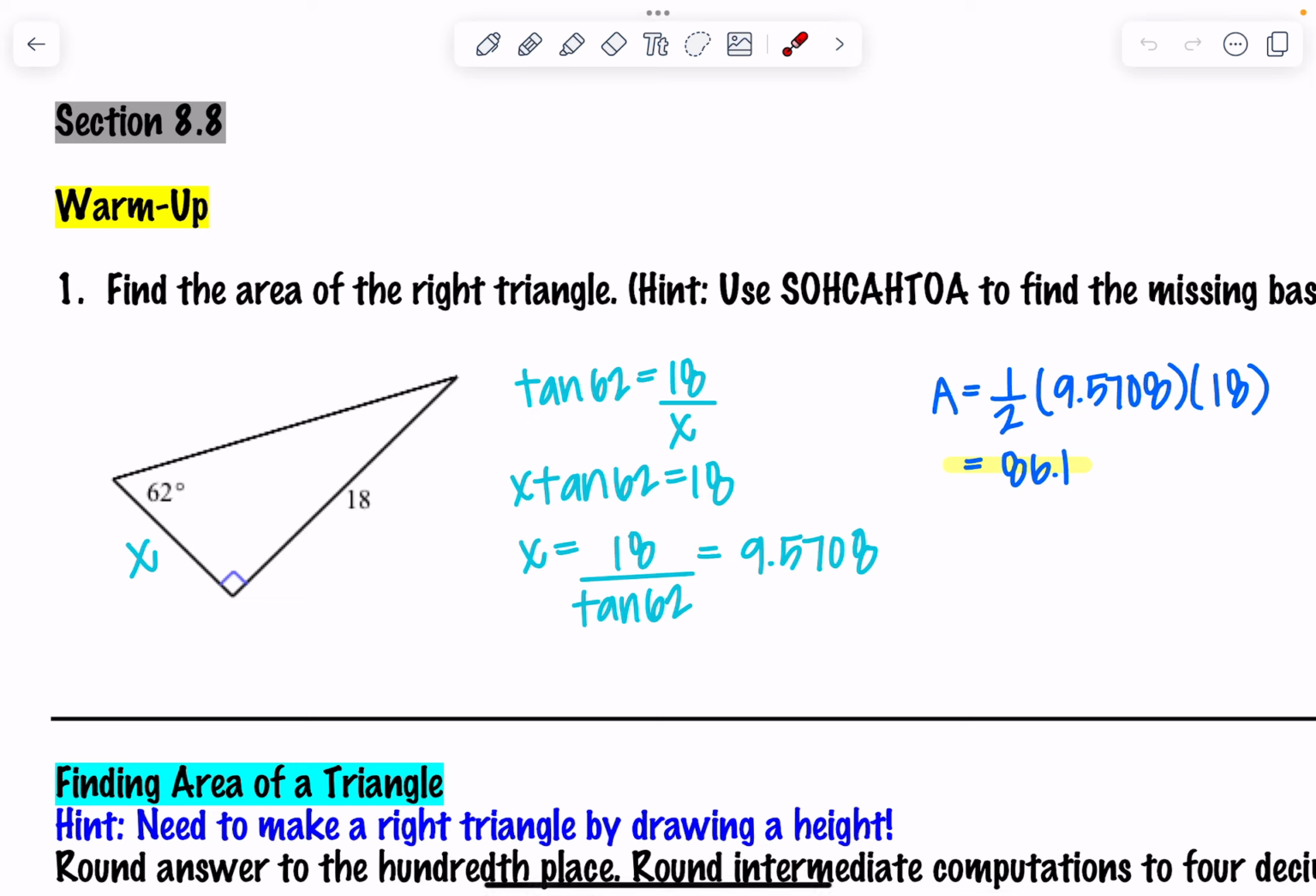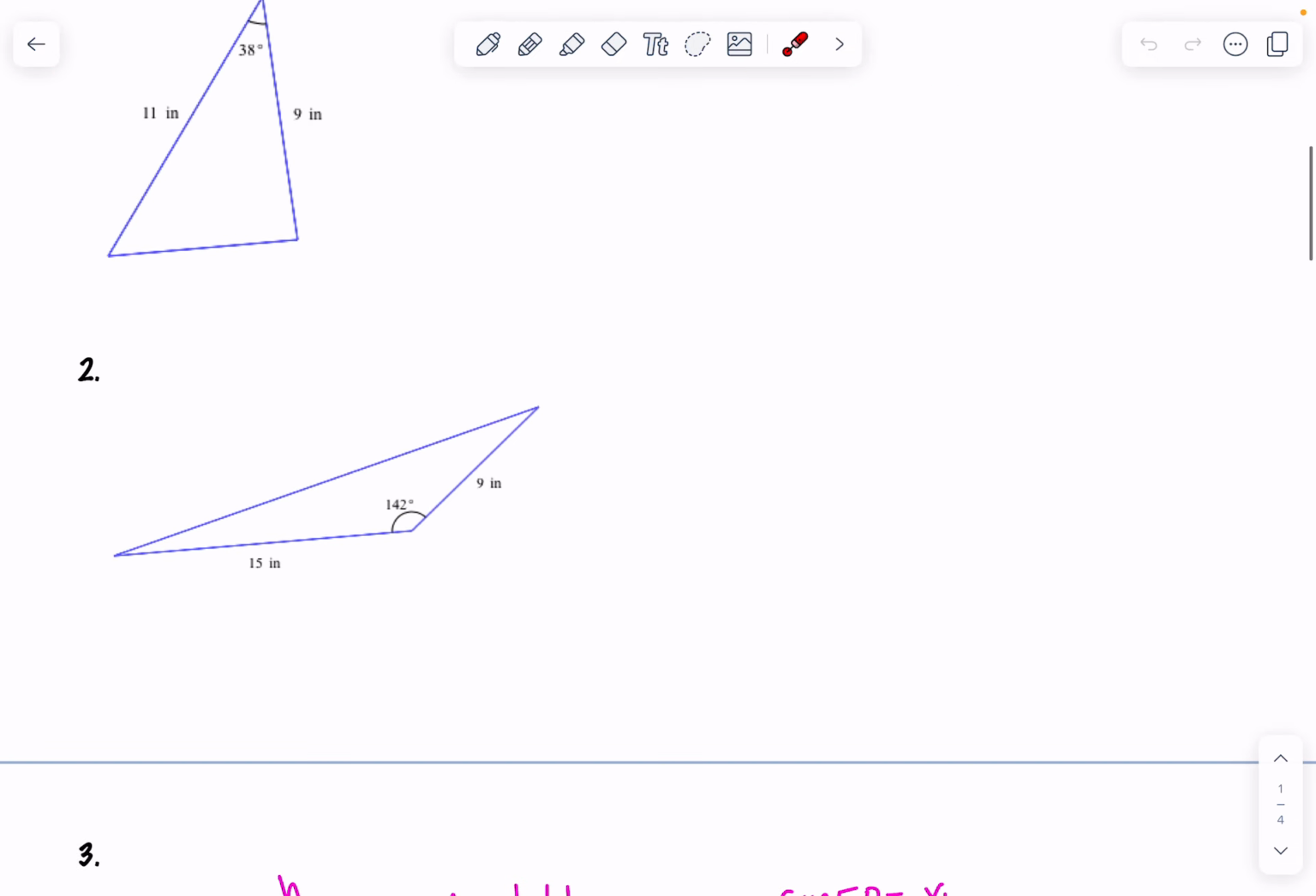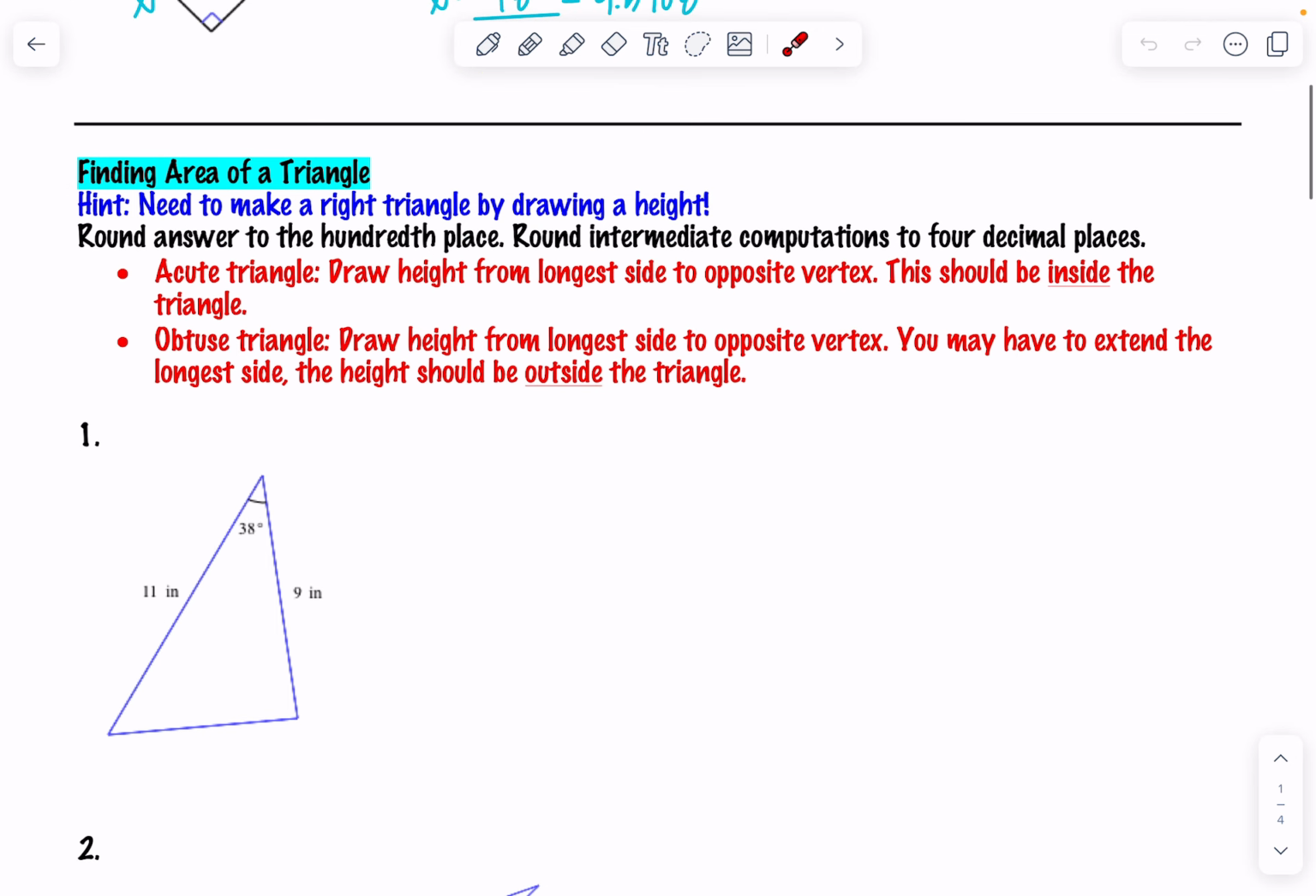All right, so that is an easier type of area triangle problem because it is a right triangle. You know what your base and your height are because they always hug the right angle. But what if we were trying to find the area of a triangle that is not a right triangle? These next couple problems are not right triangles, but we're still going to be asked to find the area of it. So what we need to do is find or make a right triangle by drawing a height. We're going to draw a little dotted line in these triangles to do that, because using that we can use SOHCAHTOA again. It tells us to round our answers to the 100th place, and again round your intermediate computations to 4 decimal places.